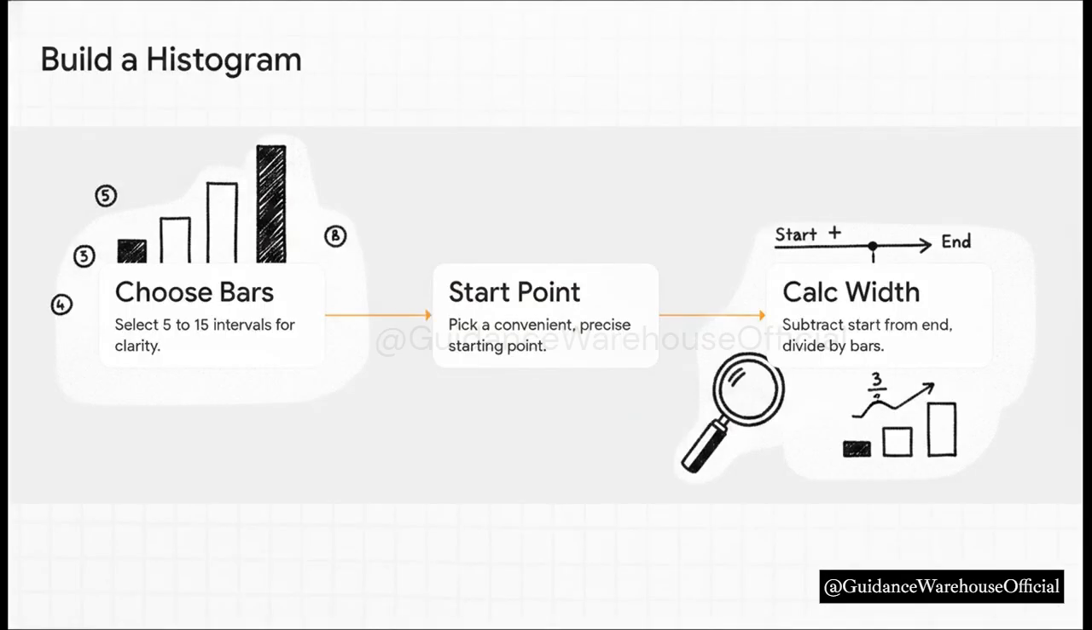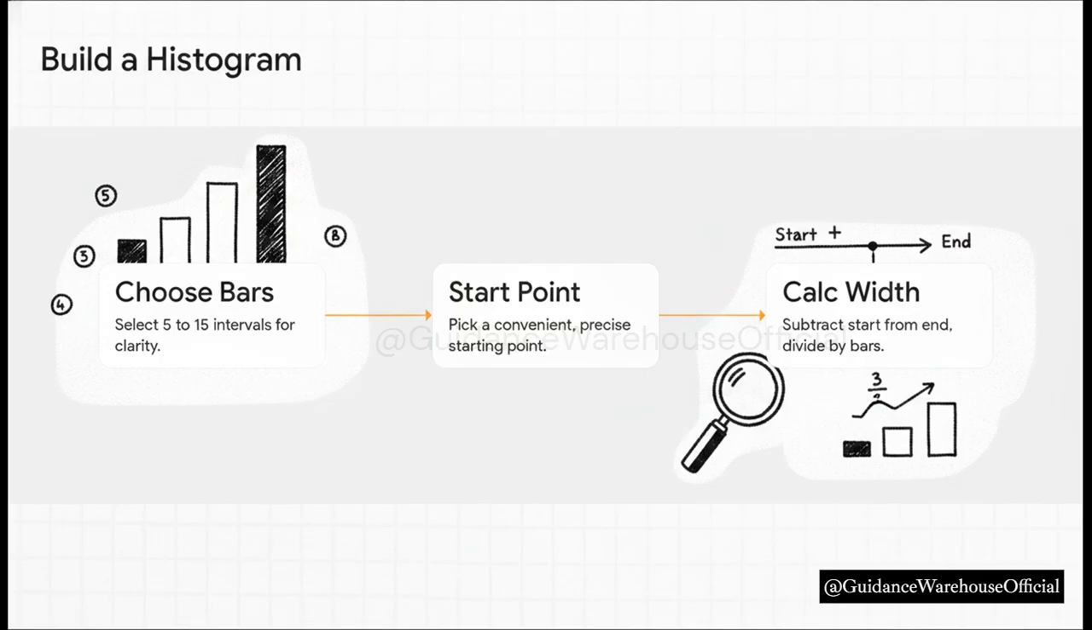Now that we understand the basic idea, let's actually build one from scratch. First, you choose your number of bars, or classes. Usually you want to keep this between 5 and 15 so the graph stays nice and clear. Next, you pick a convenient starting point. And hey, this is absolutely crucial.